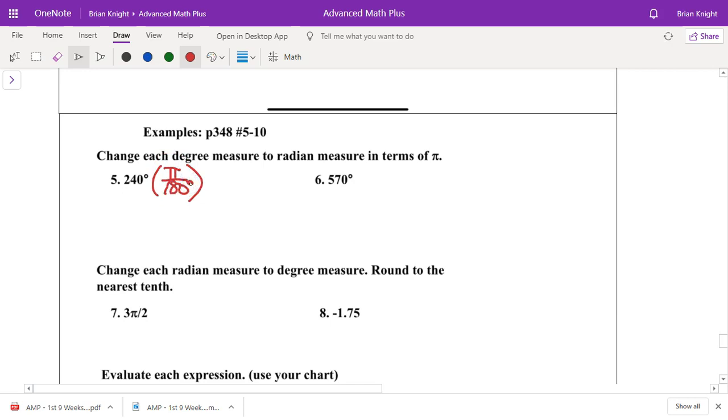Does our calculator need to be in radian mode now? That's a very good question. Your calculator mode only matters if you're plugging in sine, cosine, tangent of things. If you're doing the sine of pi, your calculator needs to be in radians. If you're doing sine of 187 degrees, it needs to be in degrees.